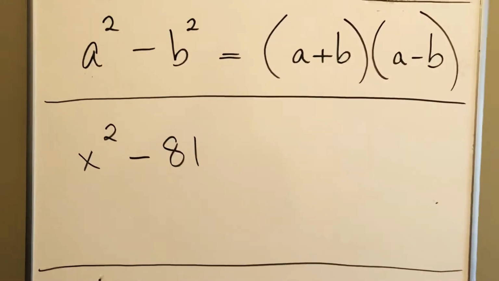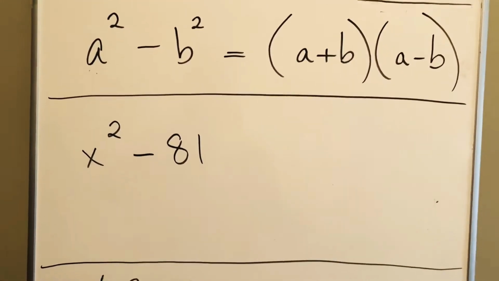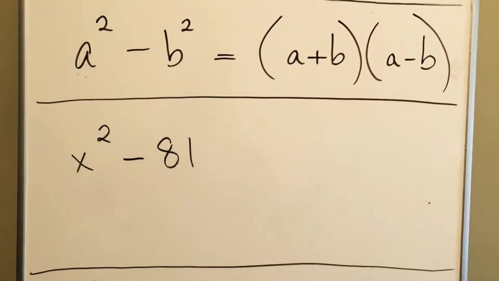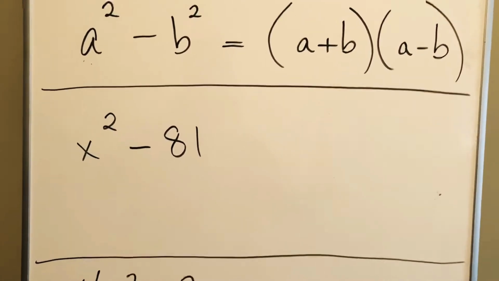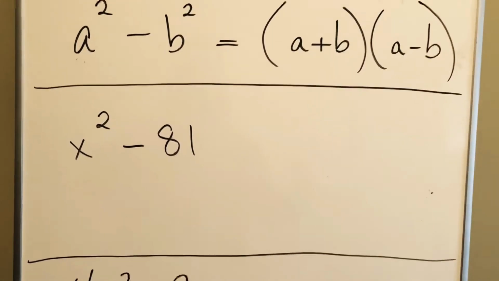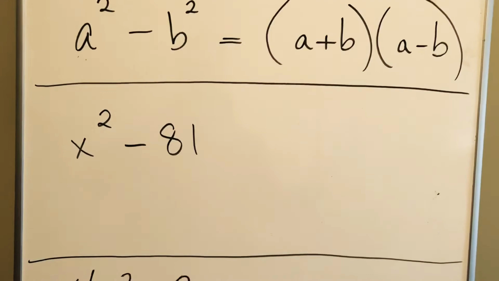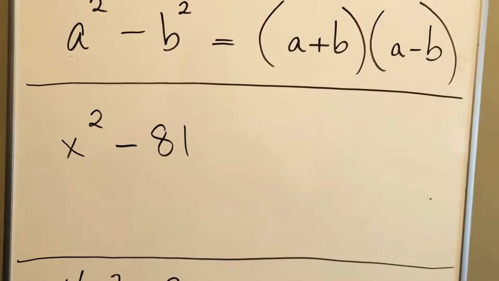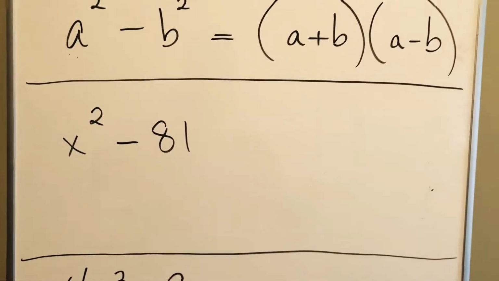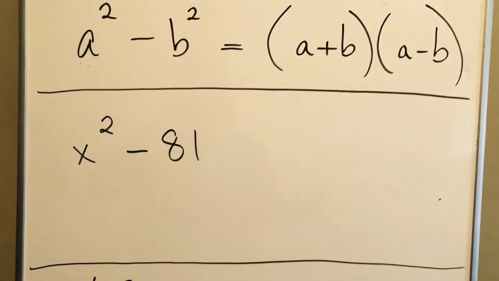Let's begin with this example right here. With two terms, the only things I can do are look for a GCF and then attempt to factor it by difference of squares. I know I don't have a GCF here, without a coefficient on the x squared, nor an x on the negative 81. So I want to make sure that each of these terms is a perfect square.